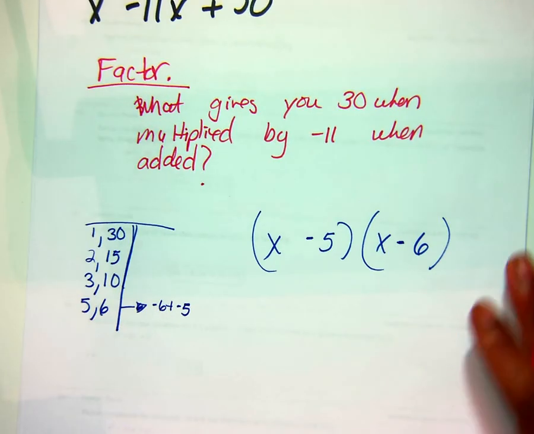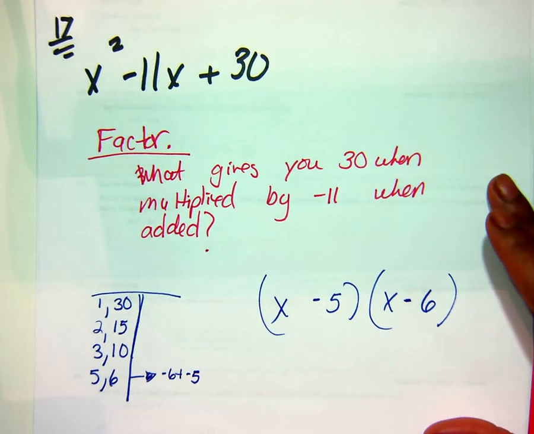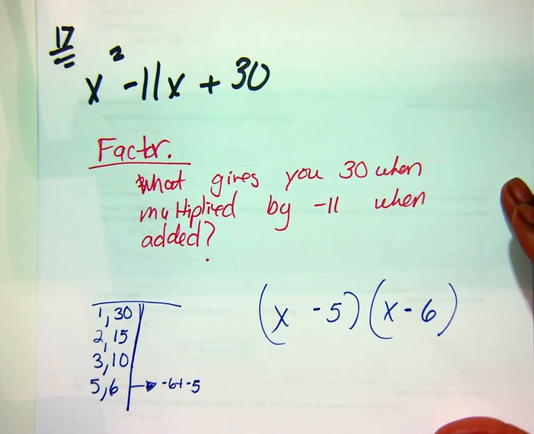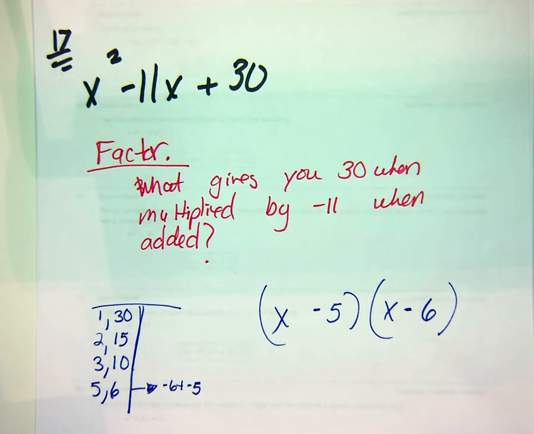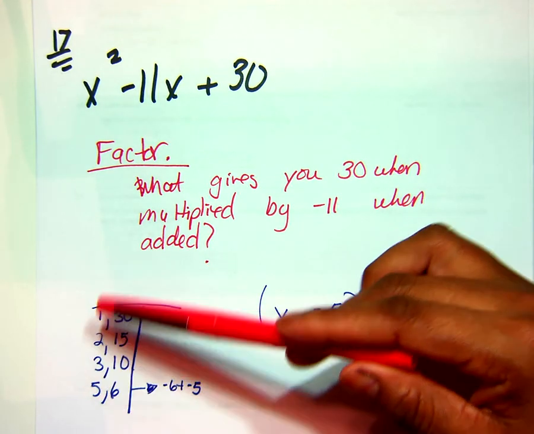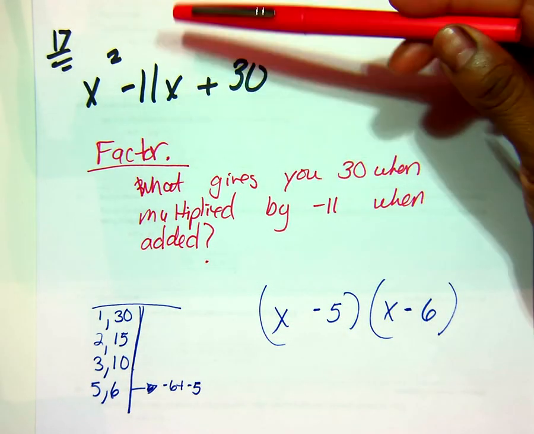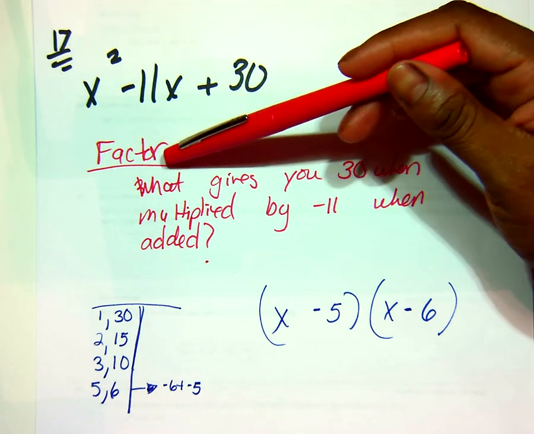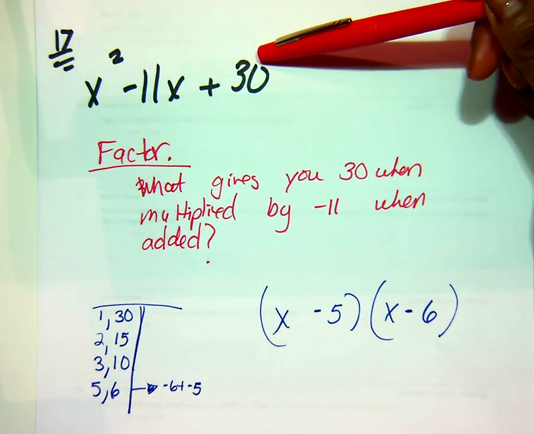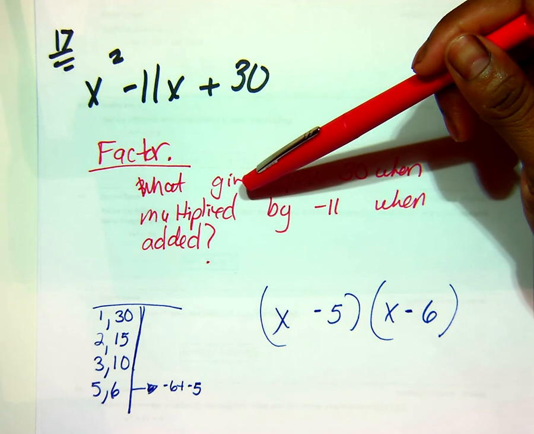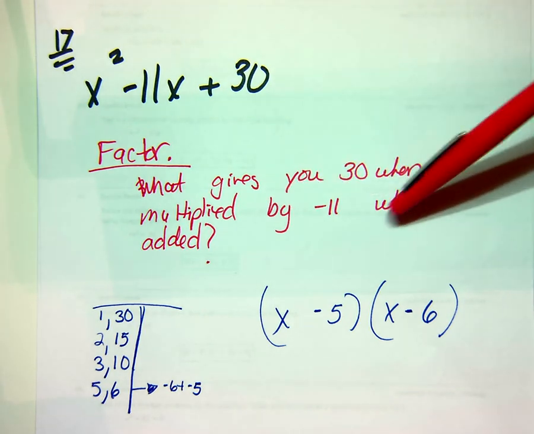Now here's one. Again, you're dealing with everything as far as a polynomial. Now what I sketched out right here is pertaining to the factor table. Again, it's already posted in Canvas. You want to factor it. And the question is, what gives you 30, which is this part right here, when you multiply, but then gives you a negative 11 when added.